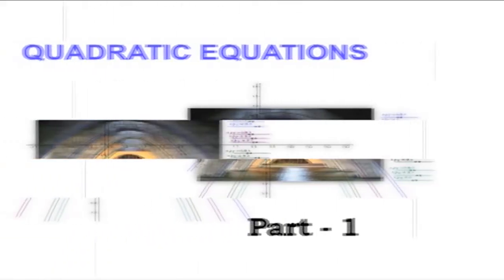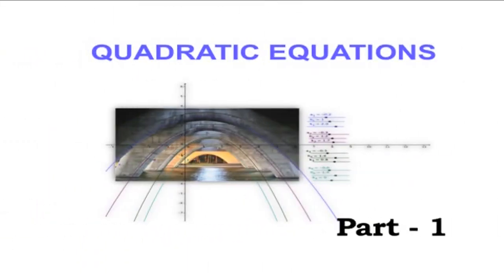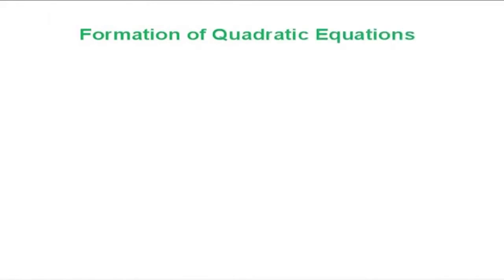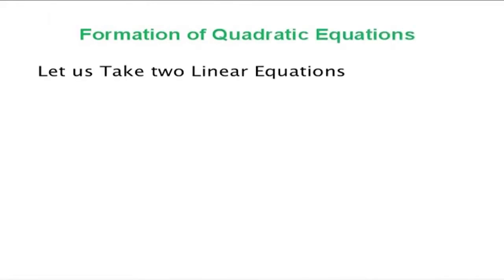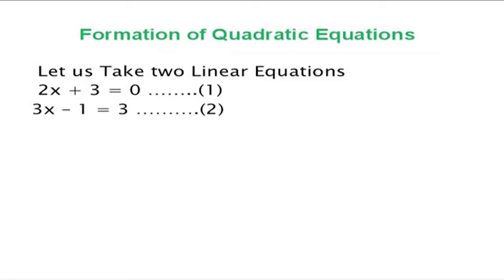Dear learner, we shall discuss quadratic equations. At first, we shall discuss the formation of a quadratic equation. Let us take two linear equations, that is 2x plus 3 equal to 0, which is equation 1, and 3x minus 1 equal to 3, that is equation number 2.